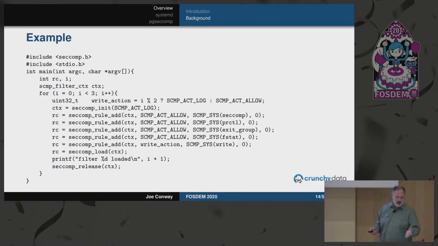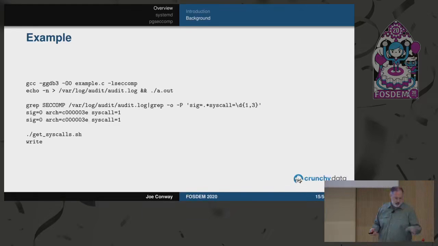So this is a second example, and this one I basically have specific allow rules for all of the other syscalls except for write. I'm still doing the log allow thing with the write. So otherwise, when you call it now, it looks a lot simpler because all the other syscalls I've specifically allowed. And now you can see that the write syscall does not get logged the first time, but it does get logged the second two times because of that second filter.